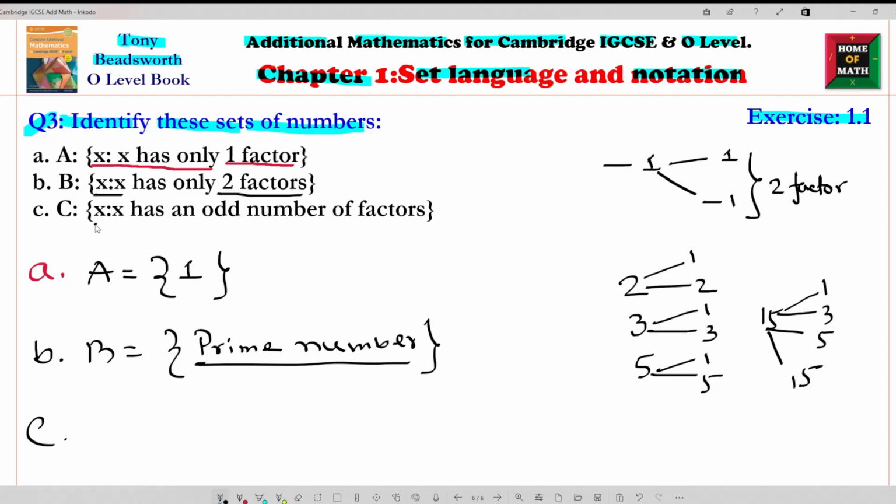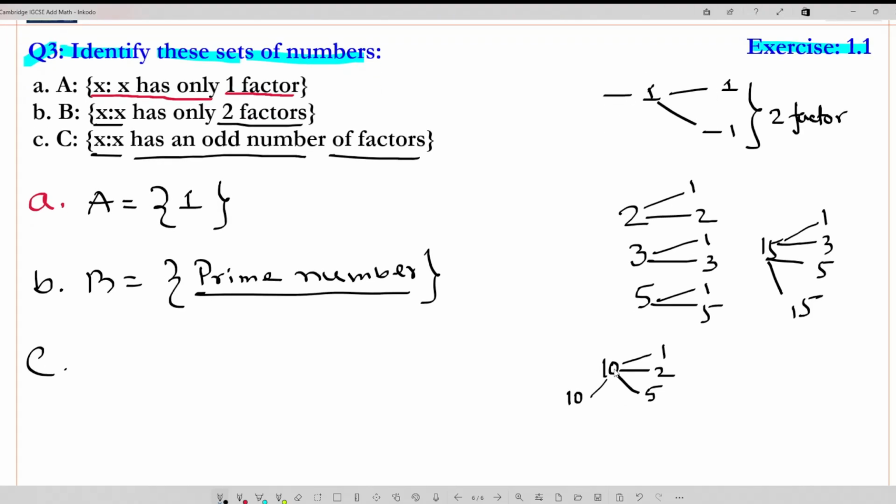Number C. x such that x has an odd number of factors. Look, odd number of factors. What does that mean? Like if you consider 10, here is a 1, here is a 2, here is a 5 and here is a 10. Look, this 10 has 1, 2, 3, 4 factors. It means this is even.